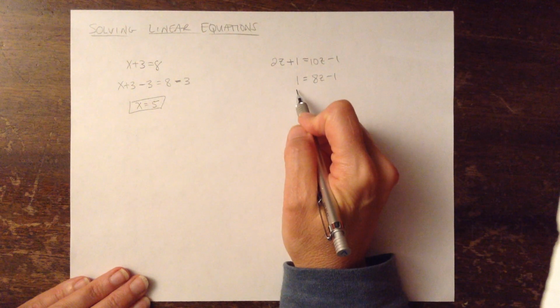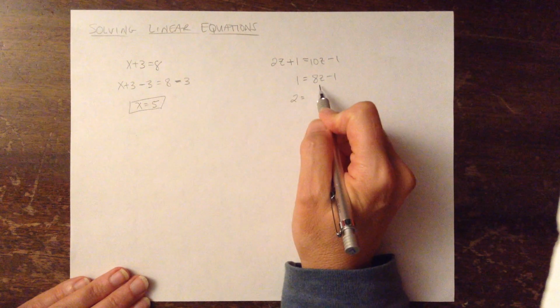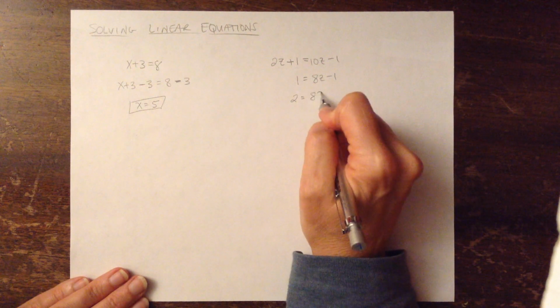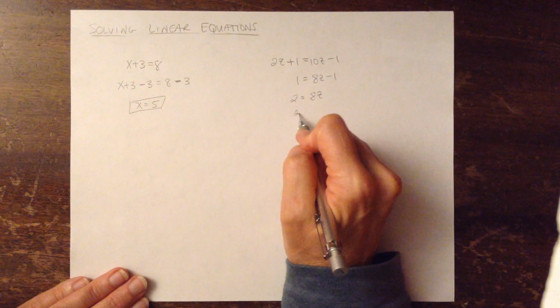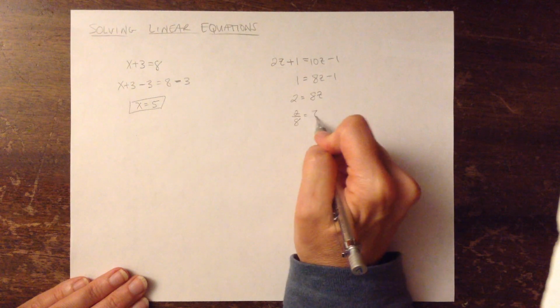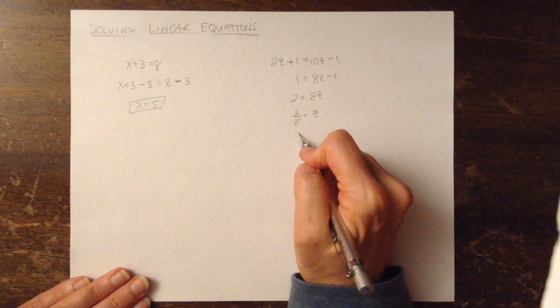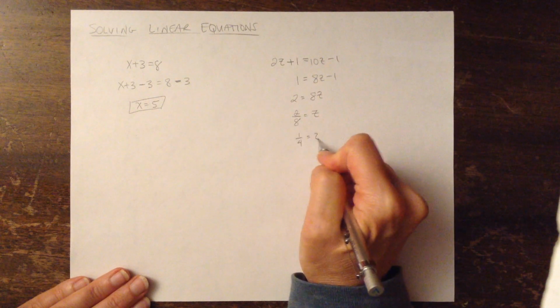I can do 1 plus 1 in my head without writing it down. That's 2. And I can do 8z minus 1 plus 1 in my head, because that's just going to be 8z. And then I'm going to divide both sides by 8. If I divide 8z by 8, I just get z, and this needs to be reduced. So this reduces to 1/4 is equal to z.